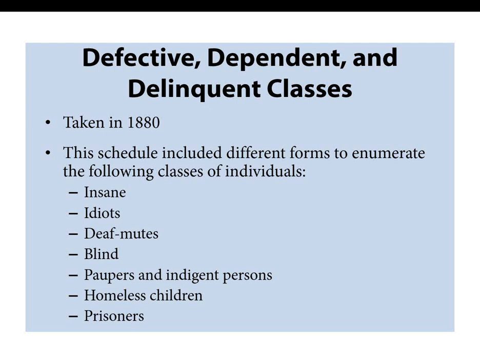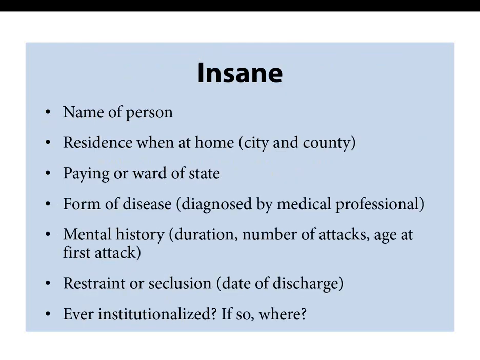They're asking specifically about insane individuals, so anyone with mental health issues, and idiots. Again, this was the medically used term in 1880. It's not a term we would use today, obviously. It's for individuals that have some sort of learning disability. Then we have deaf individuals, blind individuals, paupers or indigent people, which is essentially folks who are down on their luck. We have homeless children and prisoners. So these are all of the populations that are included in this defective, dependent, and delinquent class schedule. Again, depressing schedule, but it gives you a whole lot of information about your individual.